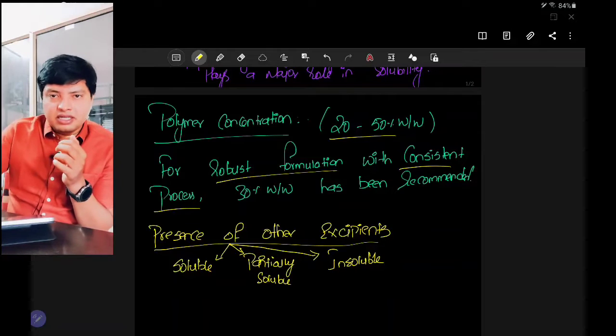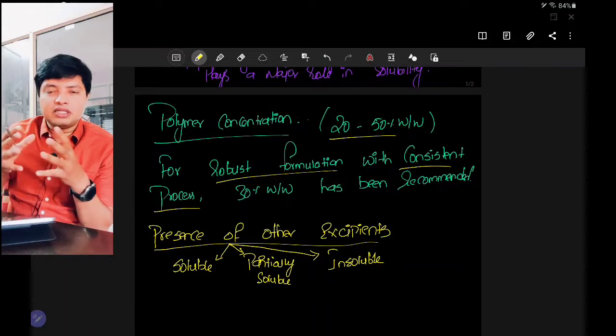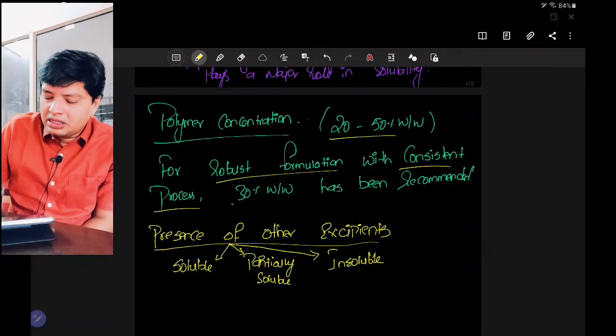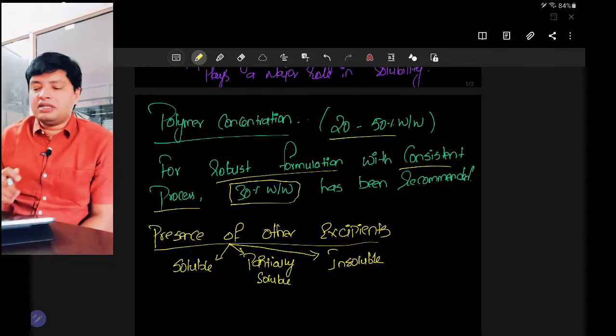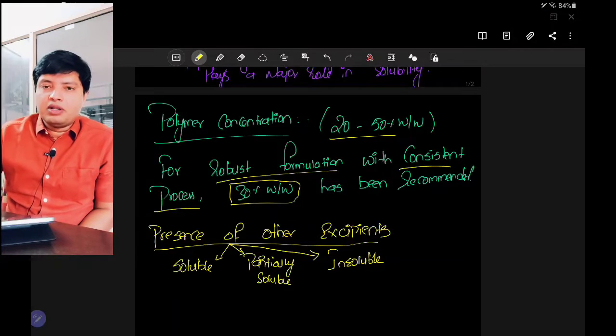it will give consistent release. Every time it will give the same release, and the formulation can withstand whatever the manufacturing process is. For that we are considering a concentration of 30% weight by volume. It has been recommended for the polymer.